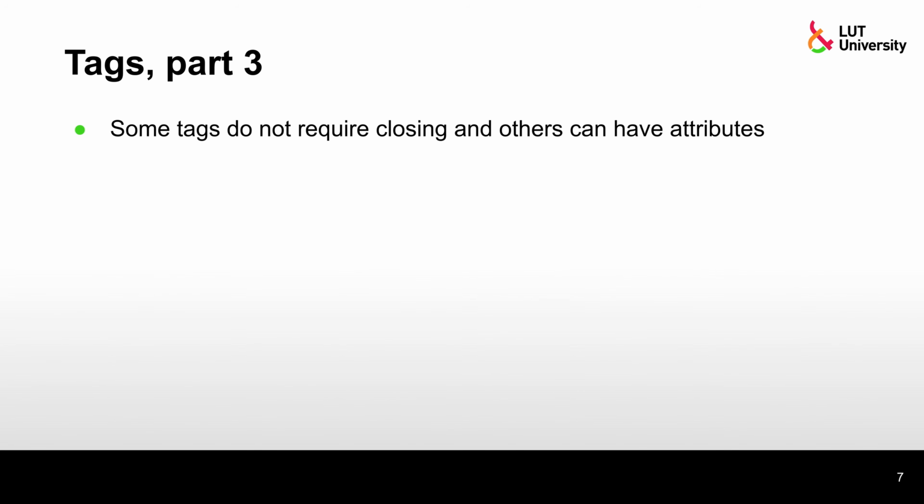Some tags do not require closing, and others can have attributes. So these are very important. So we have a link, which is done with the A tag, which means anchor. And we have some kind of a URL. So we use this href attribute to define where this link is taking us. So here we have a link to the LUT web page.